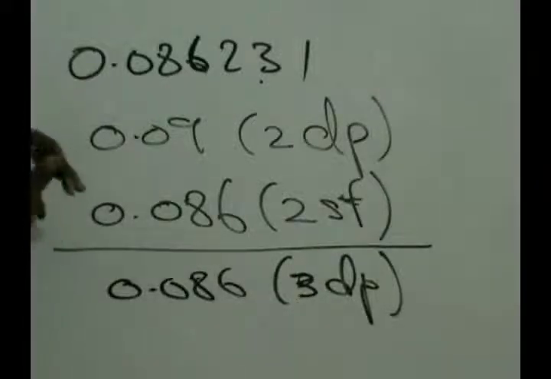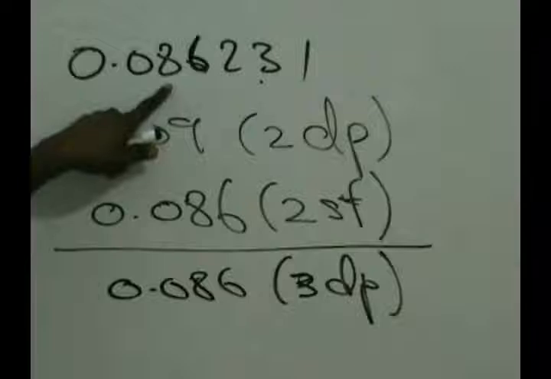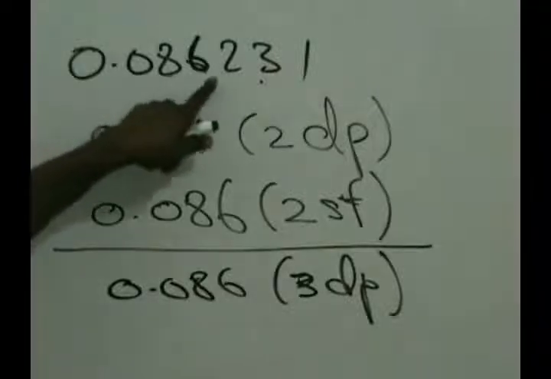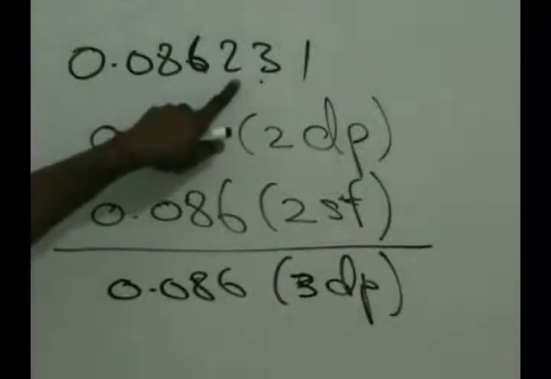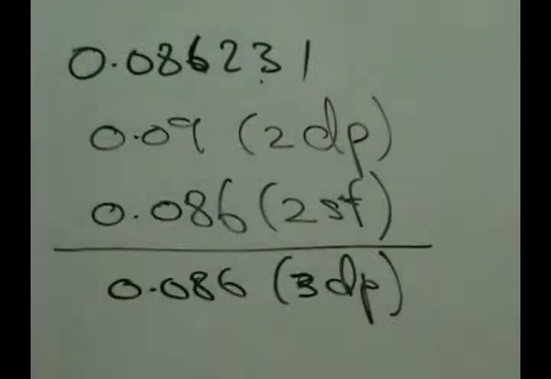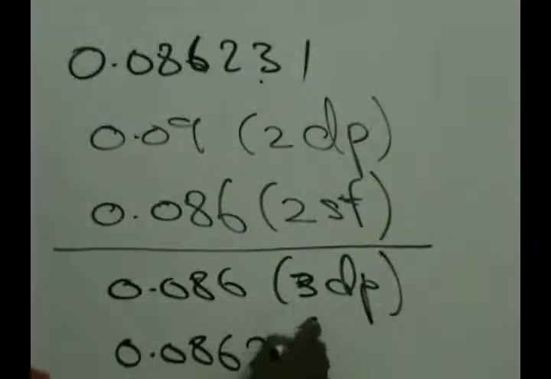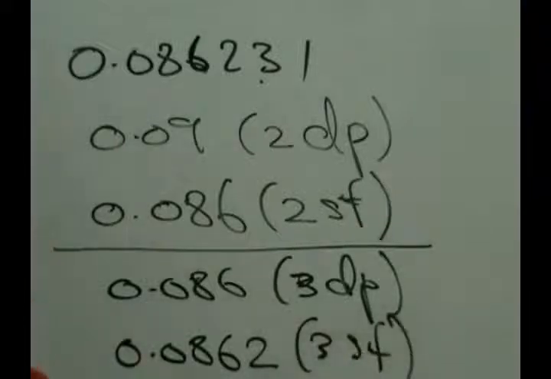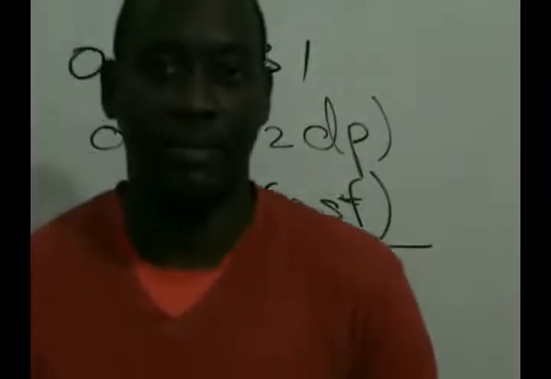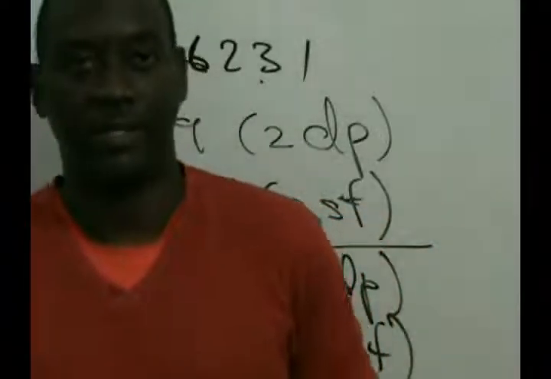First significant figure 8, second significant figure 6, third significant figure 2. So your 2 followed by a 3 will leave you with a 2. So this will be 0.0862 to 3 significant figures. So again, you can see the difference by direct comparison between decimal places and significant figures.